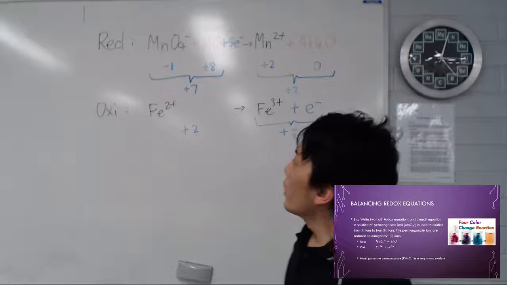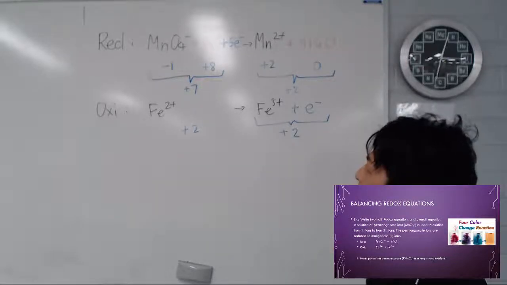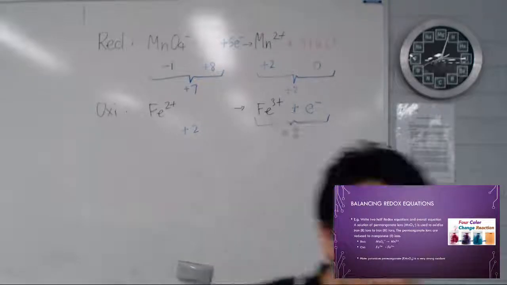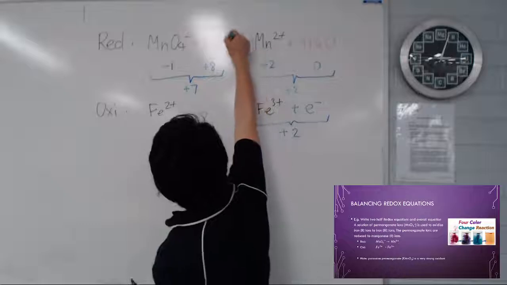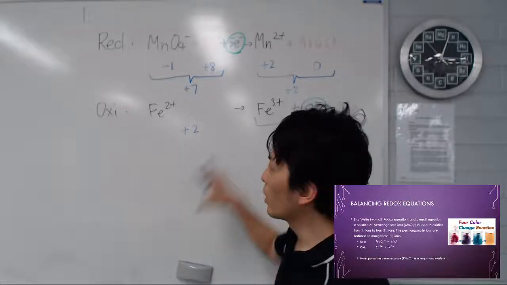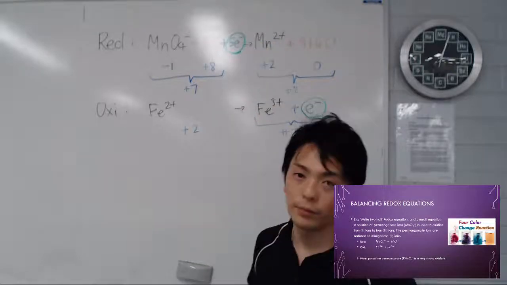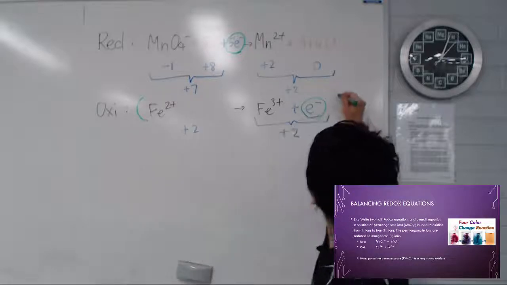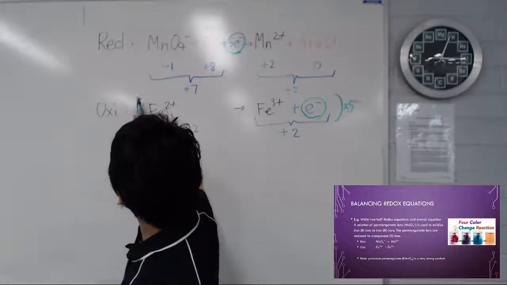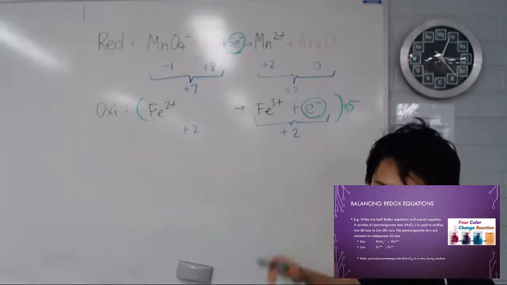Okay. Now you have got balanced half equations for reduction and oxidation separately. Next step, you need to combine them together. How do you combine? Well, you need to balance the number of electrons first. Five electrons are involved in reduction, but 1 electron is involved in oxidation. So what you have to do is multiply the whole oxidation half equation by 5 to match up. What it means is that you would get 5 in front of Fe2 plus and 5 in front of Fe3 plus and 5e minuses at the end before you combine.